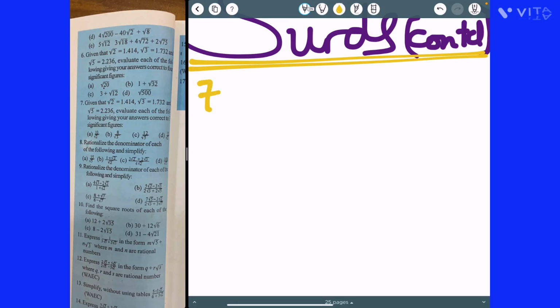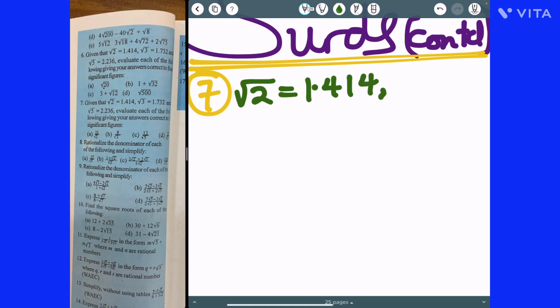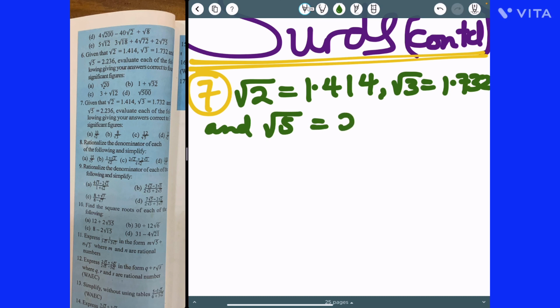Let's continue to question 7. Question 7 says, given that root 2 is equal to 1.414, root 3 is equal to 1.732, and root 5 is equal to 2.236, we should evaluate each of the following and give our answers correct to 3 significant figures.